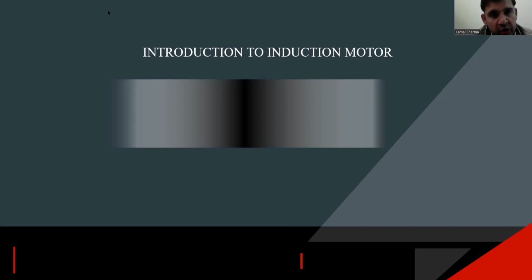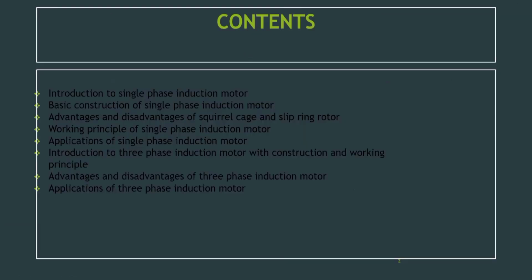So let's start the introduction to induction motor. In this content we will study: introduction, single phase induction motor, basic construction, advantage, disadvantage. There are two types of rotors on the basis of the name given: squirrel cage and slip ring. When I talk about squirrel cage, squirrel is basically Gilhari and cage is Jungla. So with this name, we are having a squirrel cage induction motor.